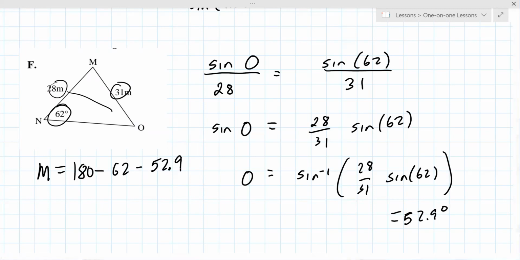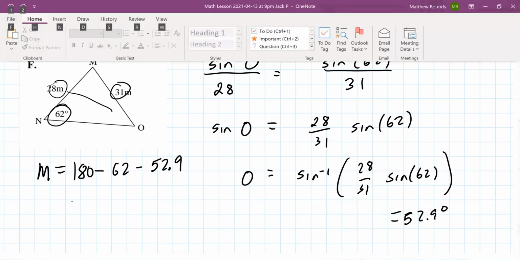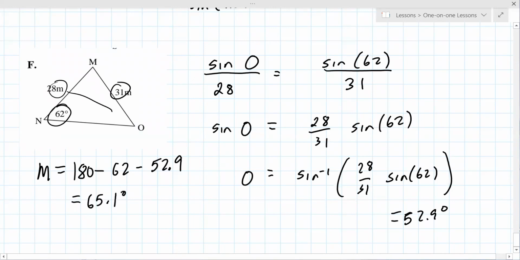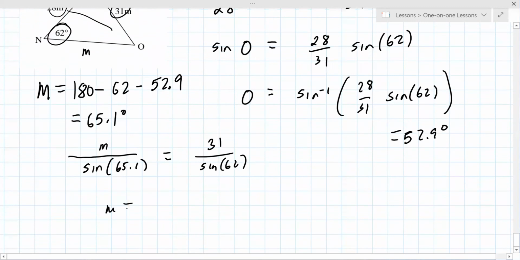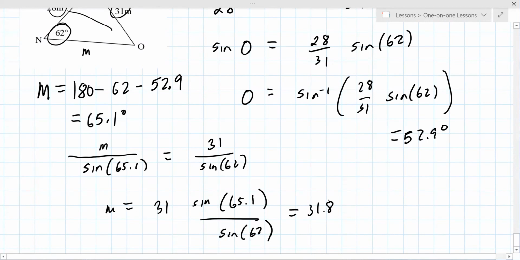To find angle M, you subtract the other angles from 180, and you end up getting 65.1 degrees. So now we have to find side little m. You put m in the numerator, this is law of sines, over the sine of big M, which is 65.1, equals, and then you use an angle-side pair, so I'll use this 31 over sine 62. So m is equal to 31 sine 65.1 over sine 62, and that ends up being 31.8.